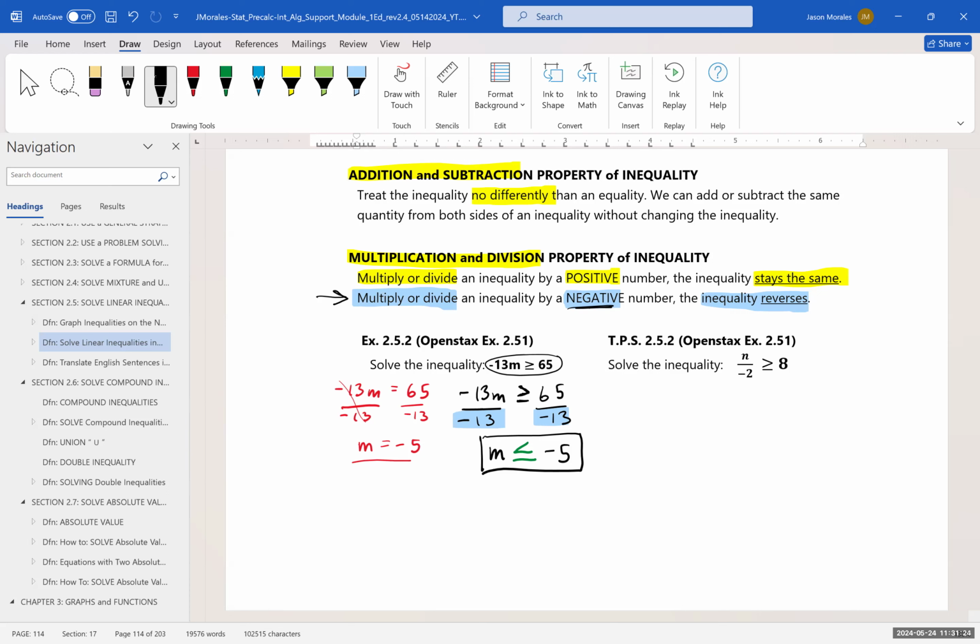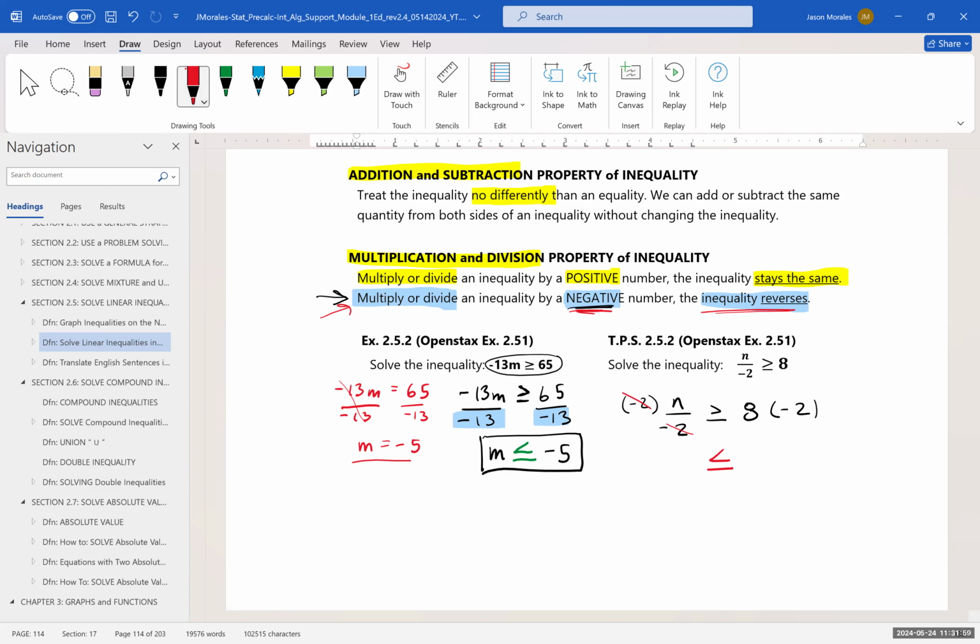Okay, we're back. Hopefully you've had a chance to take a look at this. We've got n over negative 2 greater than or equal to 8. To get n by itself, we just need to multiply both sides by negative 2. But remember the rule: if you multiply or divide by a negative number, you've got to reverse the inequality. So this greater than or equal to, we need to reverse it. Now it becomes less than or equal to.